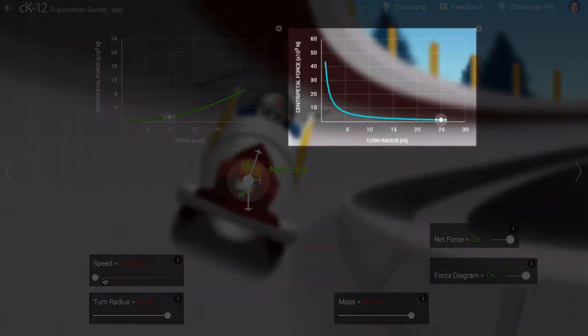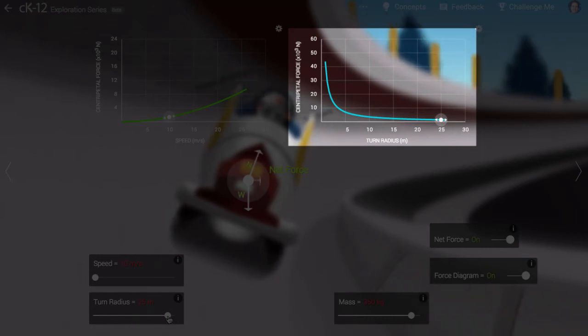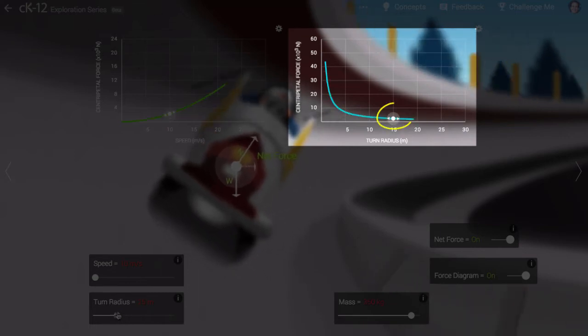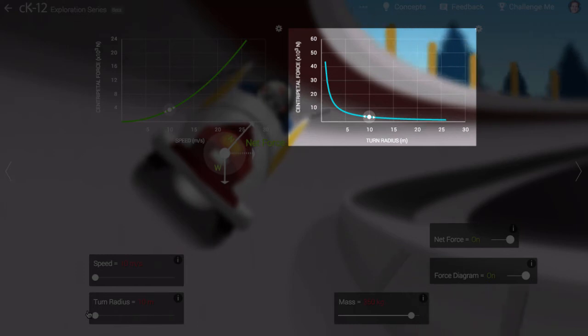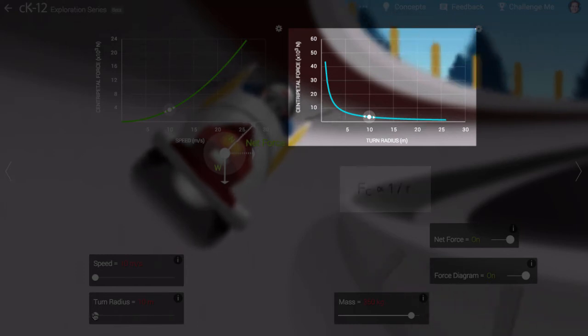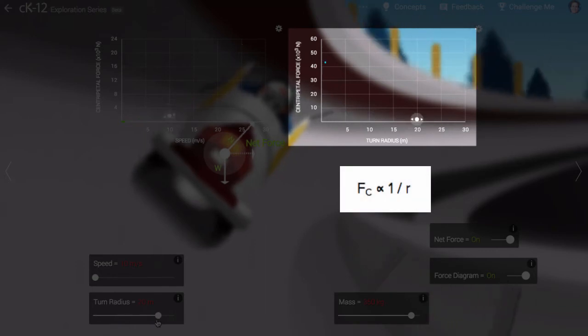The graph at the top right tells us about how centripetal force varies with the turn radius. As you can see, a tighter turn radius requires higher net force. This relationship is an inverse relationship. The force required is inversely proportional to turn radius.